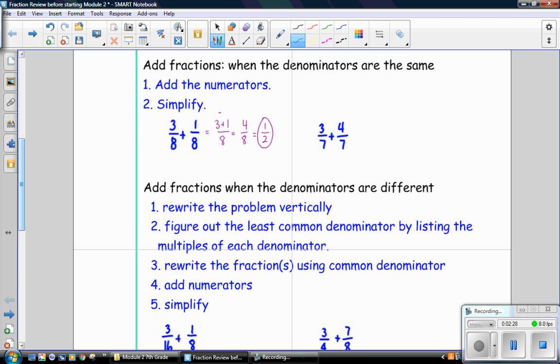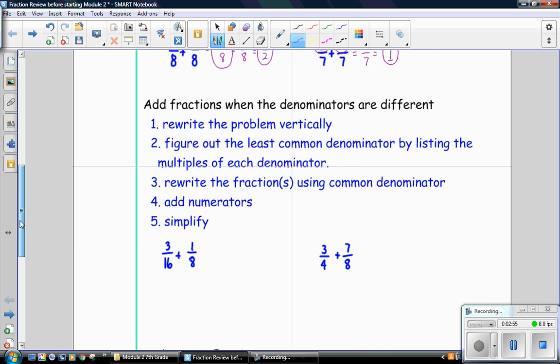This step of writing out the numerator plus the numerator is not really necessary. You could do that step in your head. For the next problem, 3/7 plus 4/7, we add our numerators, 3 plus 4. That gives us 7/7. And remember that when your numerator and the denominator are the same number, then that is one whole. So 7/7 equals 1 whole.